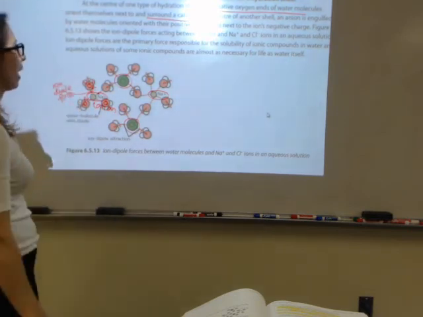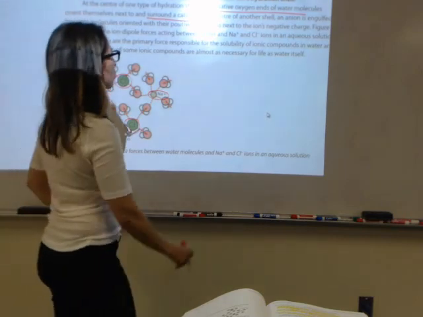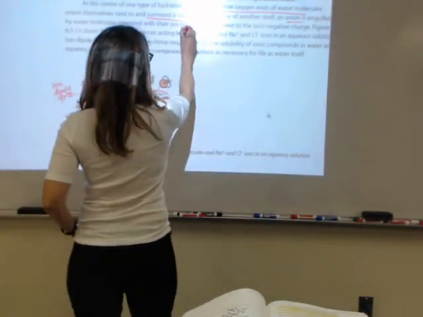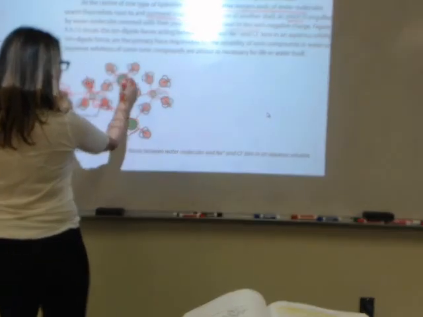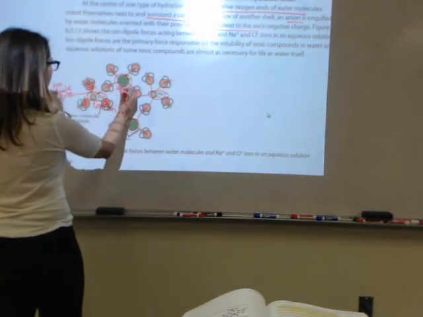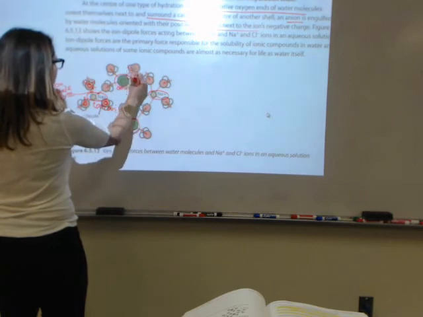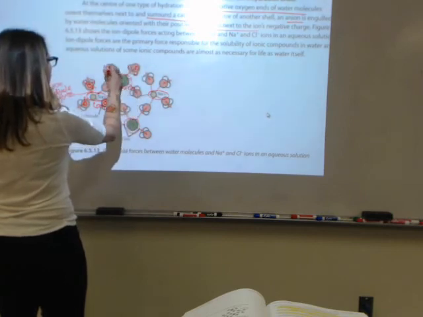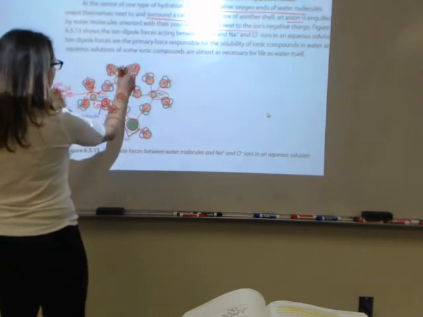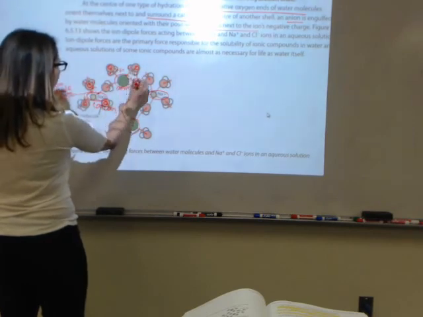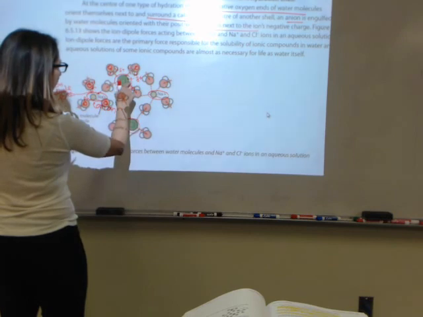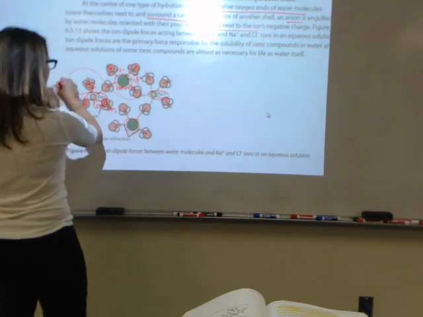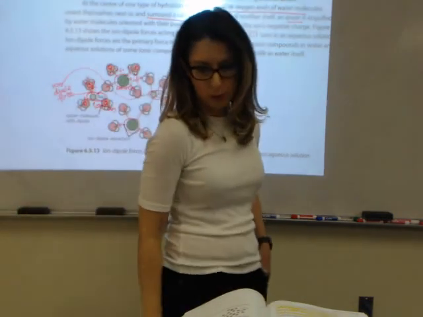And then you're going to have the anions surrounded by the hydrogen end of water. So here is your chloride ion, this is your anion, surrounded by the hydrogen end of water because the hydrogen end of water is partially positive. So that interaction between the partially positive hydrogen and the negative anion, that is also your ion-dipole force.